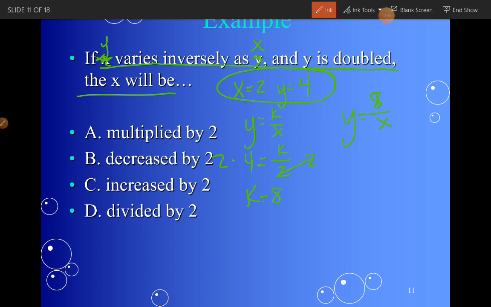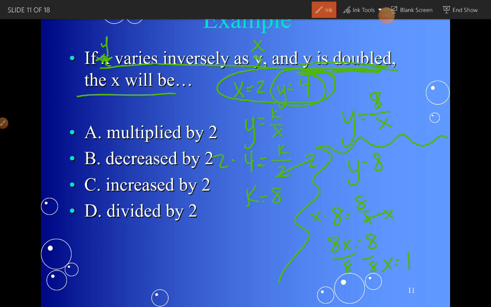Okay, so what this says is what happens when y is doubled. So y was 4. So when we double it, we're going to see what happens to the x. So doubling it, my new y is going to be 8. So I go 8 is equal to 8 over x. Multiply both sides by x, I get 8x is equal to 8. Divide by 8, I get x is equal to 1.